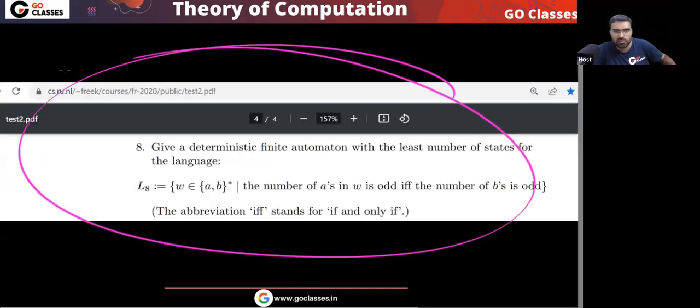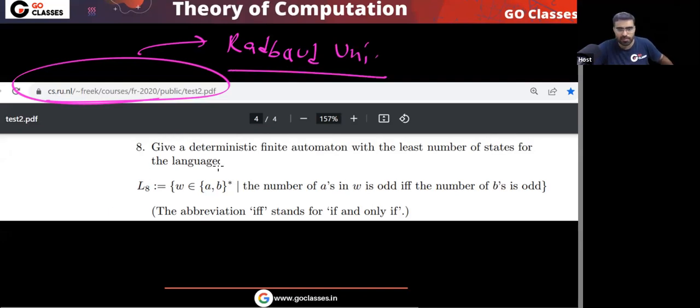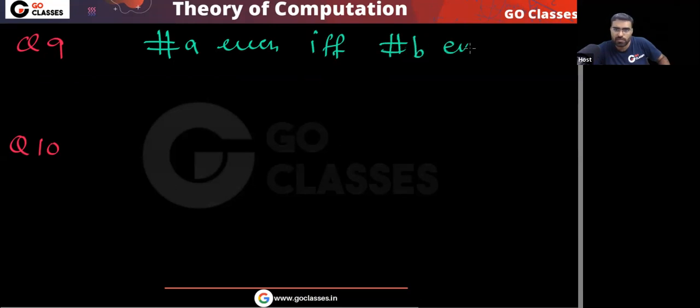This is also a standard question from this Red Board University. This question and the previous question are basically the same. In the previous question, we have number of A even if and only if number of B even. In question number 10, we have number of A odd if and only if number of B odd.